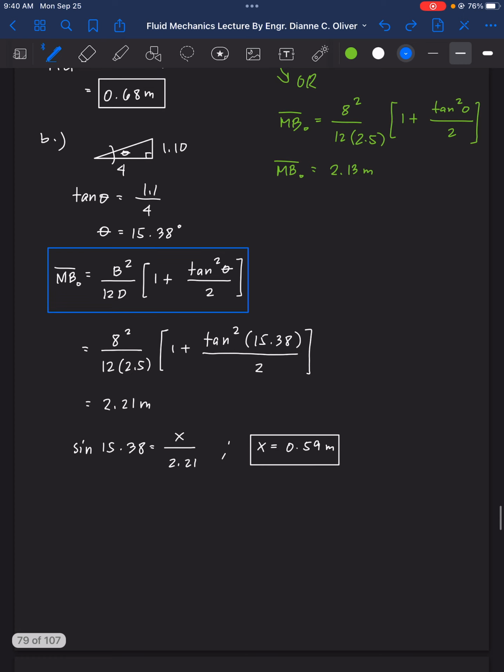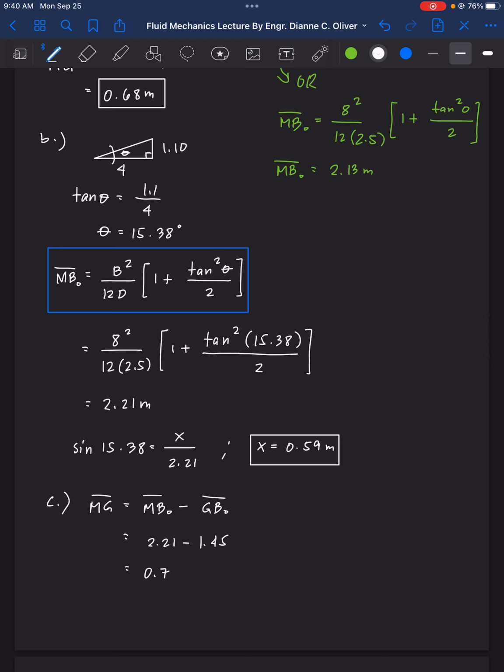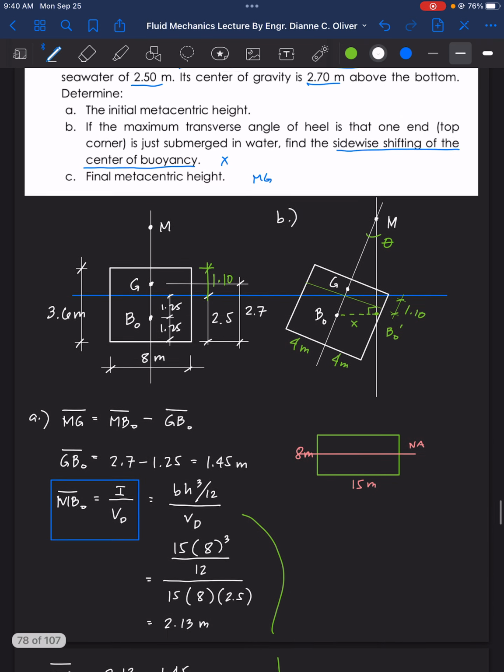So we can use that in letter C because MG for letter C is MBO minus GBO. So MBO 2.21 minus GBO does not change. So 1.45. So the GBO does not change, only the MBO. So 0.76 meter. That's for example number 2.